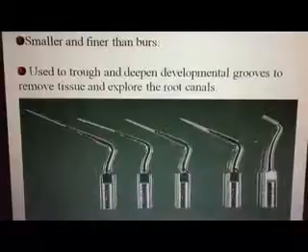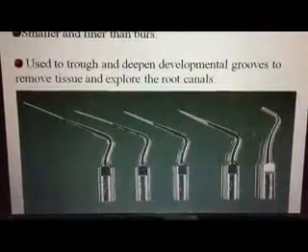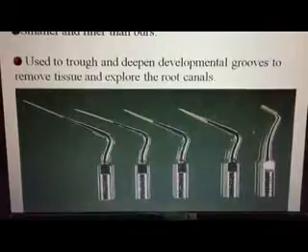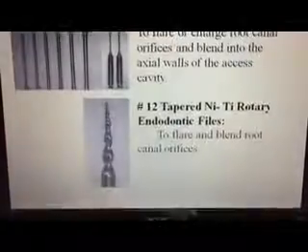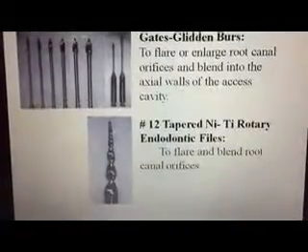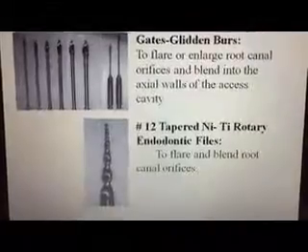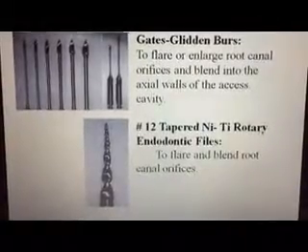These are some endodontic ultrasonic tips. They are used for troughing and deepening the developmental grooves, removing tissue and exploring the root canals. These are Gates-Glidden burrs. They are used to flare or enlarge the root canal orifices so that access to the apical foramen becomes easy.